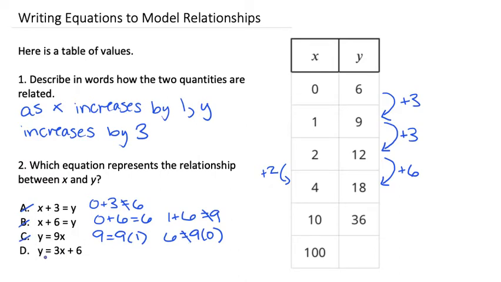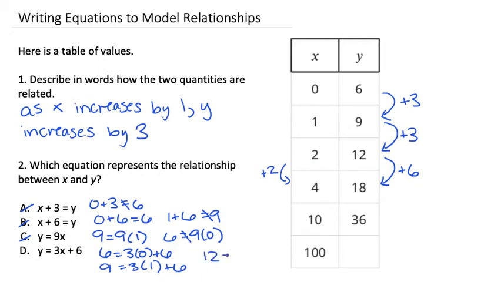And that brings us to equation D. Y equals 3x plus 6. Now if I plug in 6 and 0, I know that 3 times 0 is 0, and 0 plus 6 is 6. If I try the second pair, 1 and 9, 9 equals 3 plus 6. That's true. We can try the third pair as well.